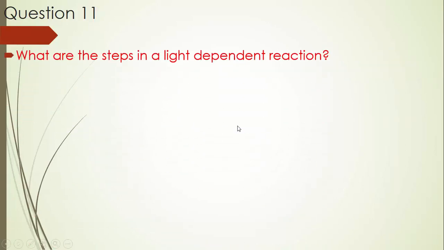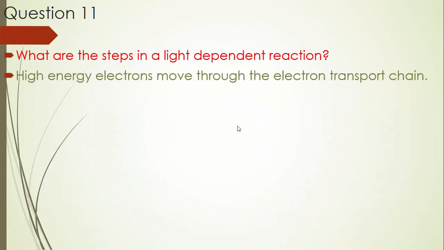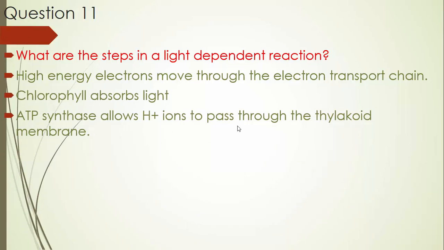Number 11. What are the steps in a light-dependent reaction? So there are some steps that you need to know. One step in there is high-energy electrons move through the electron transport chain. Chlorophyll absorbs sunlight. And ATP synthase allows H+ ions to pass through the thylakoid membrane. Those are the 3 steps that you need to know.